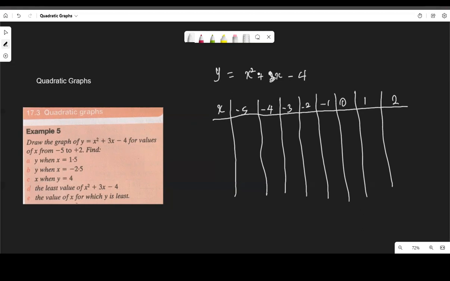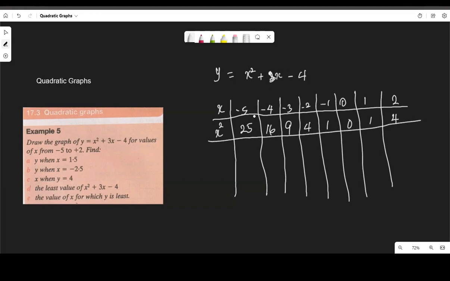So the next row in the equation is x squared. So x squared will be the square of this, that is -5 times -5, which is 25. The square of -4 is -4 times -4, which is 16. The square of -3 is -3 times -3, which is 9. The rest will be 4, 1, 0, 1, and 4. 2 times 2 is 4.